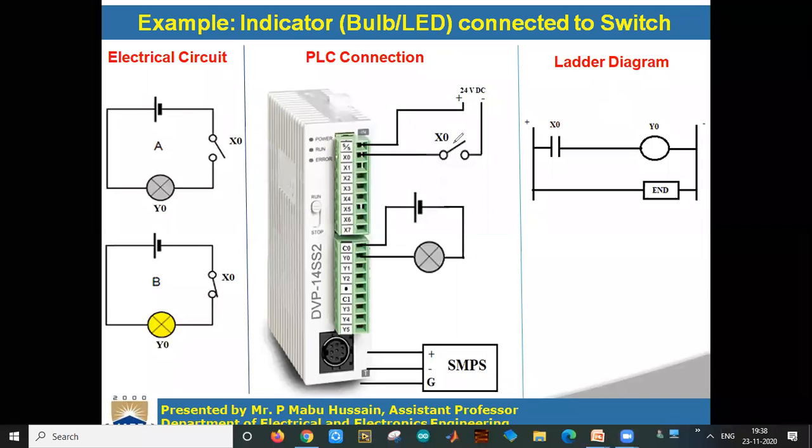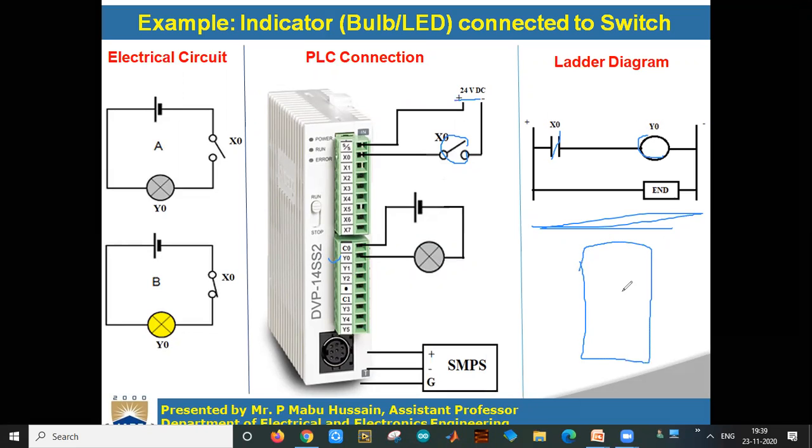What we are discussing here is, whenever this X0 is closed, then only this X0 will be energized. That means when we press the switch, that is sensed by this terminal. Whenever you close it, X0 will get 24 volts DC and it will be energized. As per our ladder programming, when X0 is energized, Y0 will be on. Whenever X0 is energized, this positive supply will go to the negative, so Y0 will glow. So this Y0 is the PLC Y0.